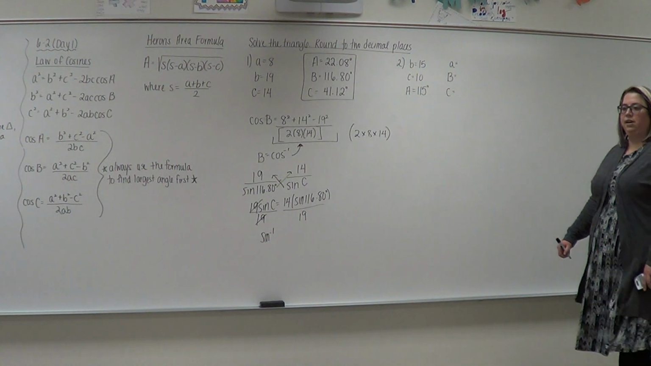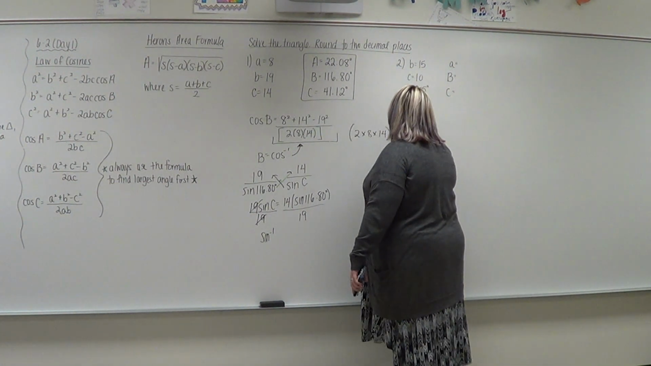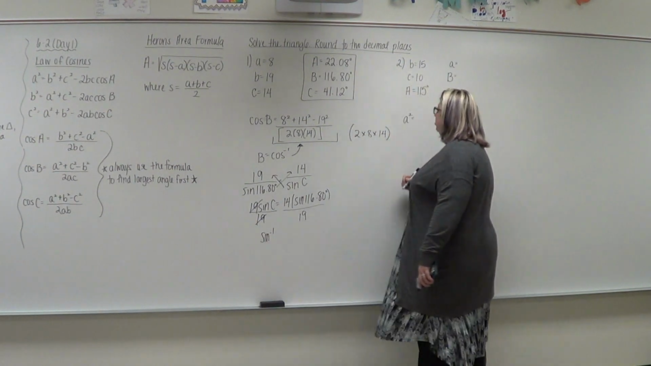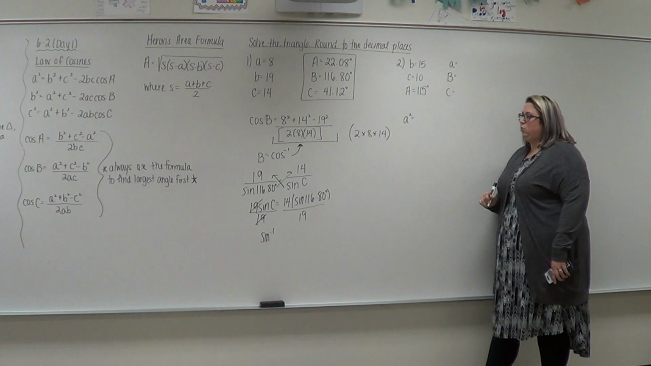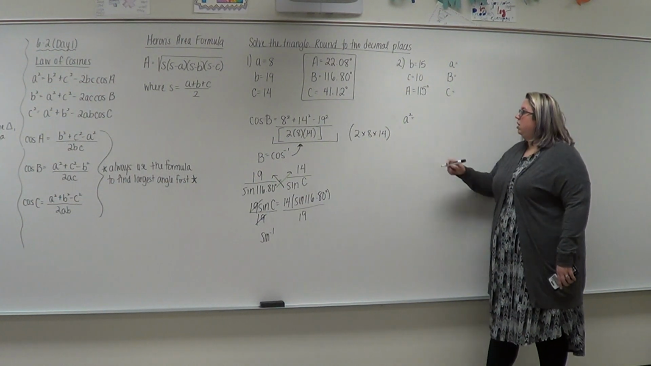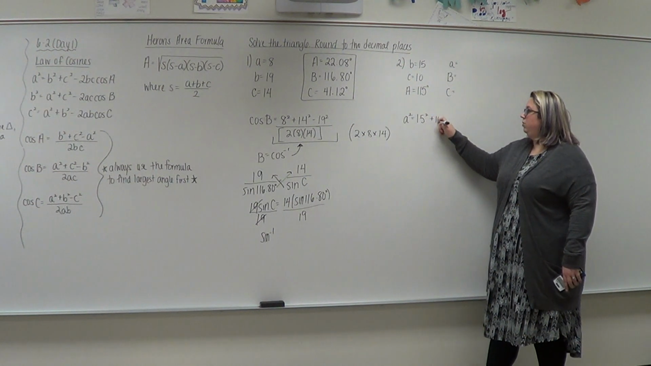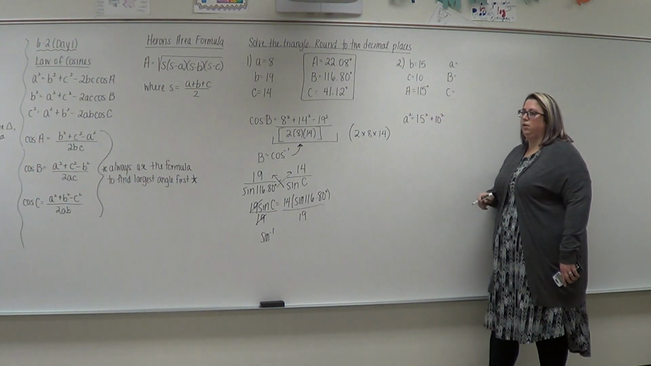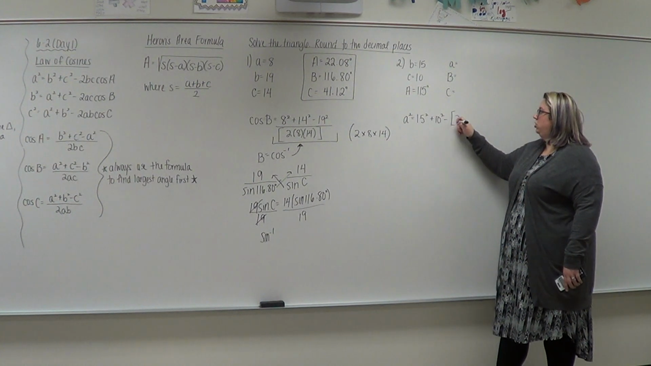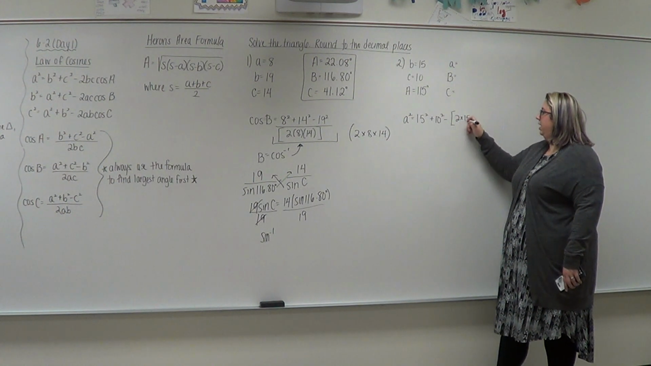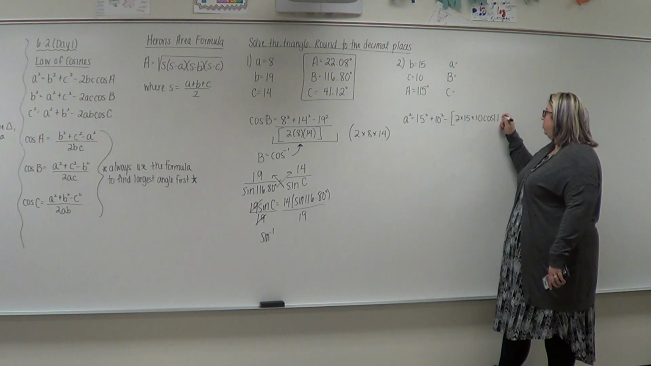I'm missing A, so if I look at my formula, it's going to be A squared equals. Whatever side you try to find, that's squared, and you have equals. Then you square the other two, and they're being added together. Then it's minus 2 times both of the sides times the cosine of that angle.